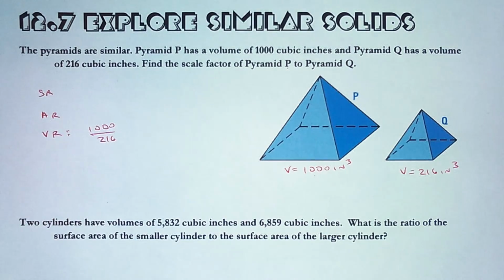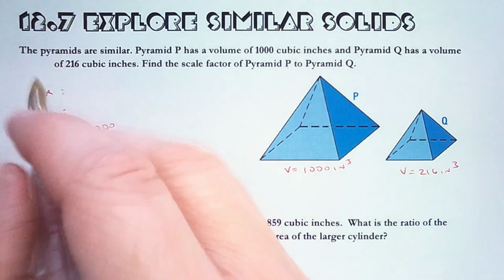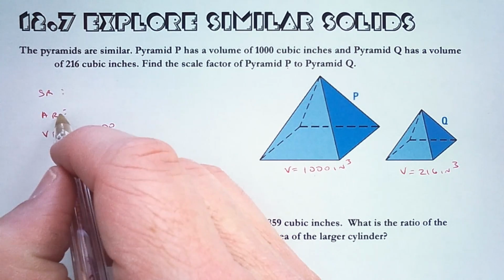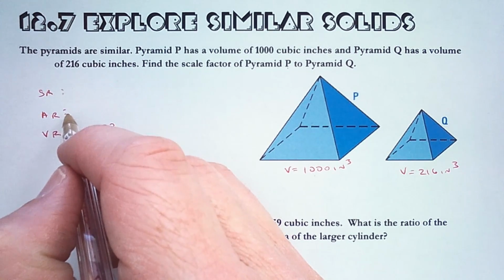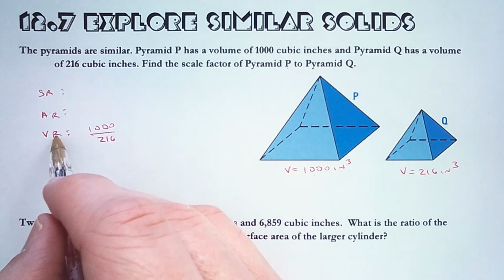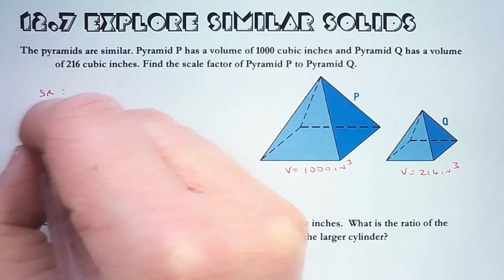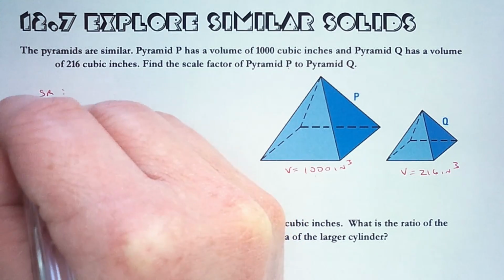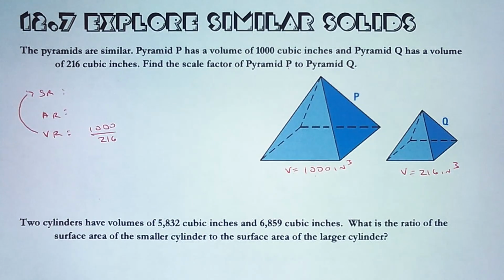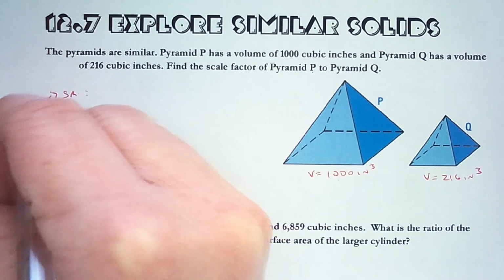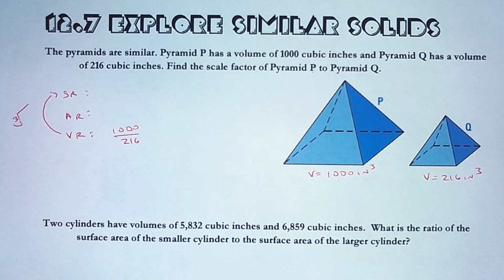That is the volume ratio. Remember, the similarity ratio is A to B, so that's first power. Area ratio is second power, A squared to B squared. And the volume ratio is third power, A cubed to B cubed. So if we want to go from the volume ratio to the similarity ratio, then what we're going to have to do is take a cubed root.